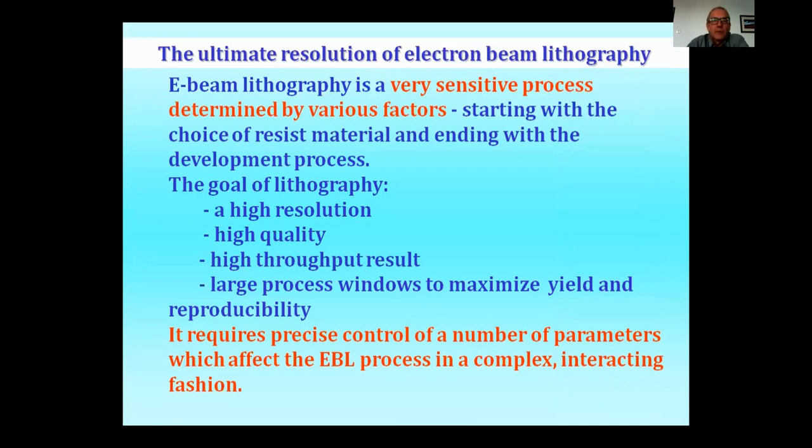So then we can conclude that electron beam lithography is a very sensitive process determined by various factors, starting from resist material and ending with the development process. Because the goal of lithography is high resolution, high quality, and high throughput, and also maximal yield and reproducibility. That requires very precise control of a number of parameters which affect the electron beam lithography process in a complex fashion. So every lithographer should measure, evaluate and simulate a lot of parameters.